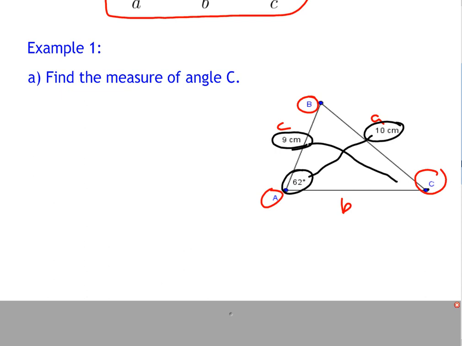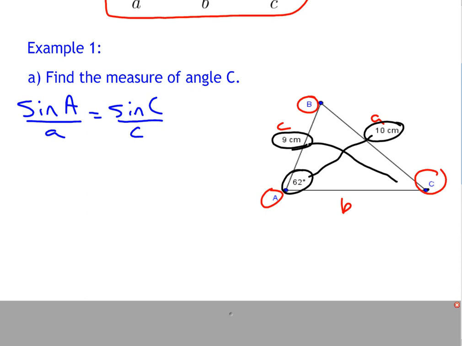All right, so let's get going here. We have information about A. We're trying to find information about C. So let's set up the equation using the sine law. The sine law says that sine A over A equals, and because we're trying to find information about C, I'm going to use this one right here.